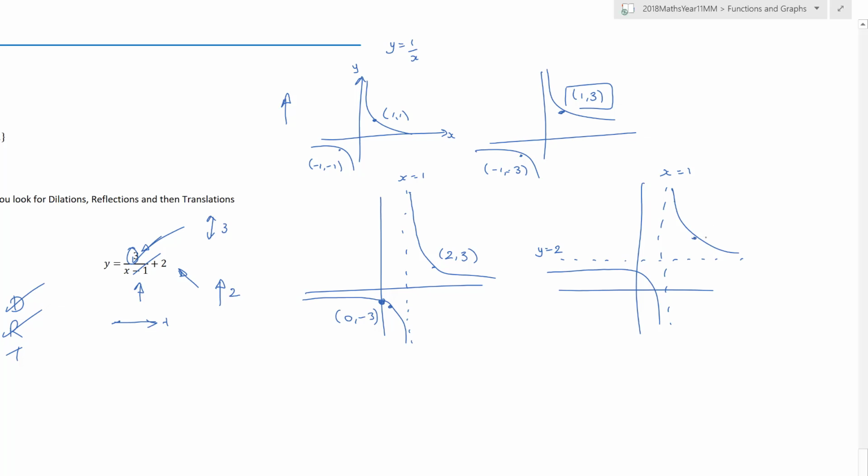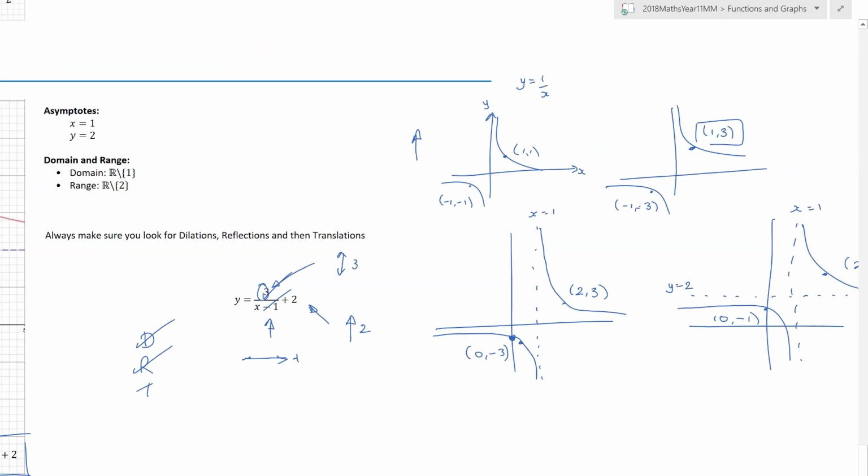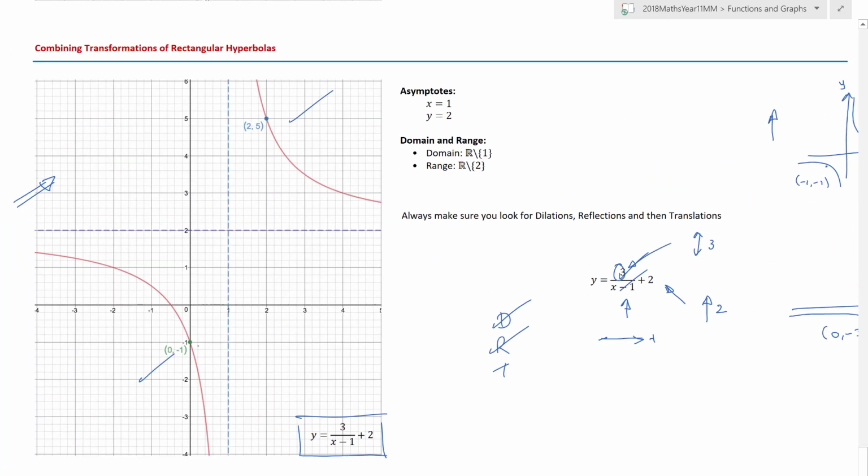So this point here now becomes 2, comma 5. And this point here should become 0, comma, and what am I doing? Adding 2 on, minus 1. Now, as you can see from my sketch, that's horrible. That doesn't actually look anything like it should do, but it's sort of close enough. So let's just check, is that what we ended up with? Yes, 2, comma 5 and 0, comma minus 1.